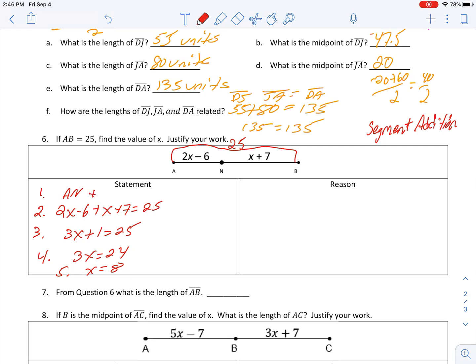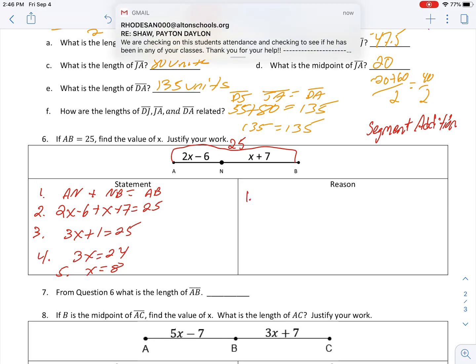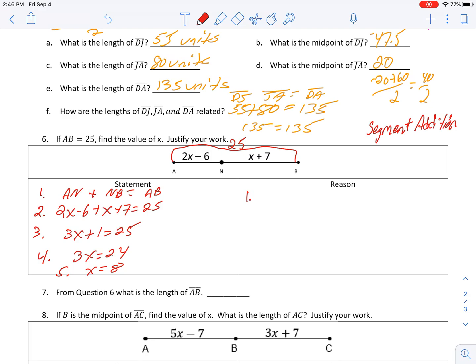And what did x plus 7 represent? x plus 7 represented segment NB. And what did the 25 represent? The 25 represented the large segment of AB. So this is, again, probably a new step for you, where we want to first say that we are going to add together segment AN plus segment NB to get a larger segment of AB. Now, what allows me to do that is what I start off with, and it's called segment addition.